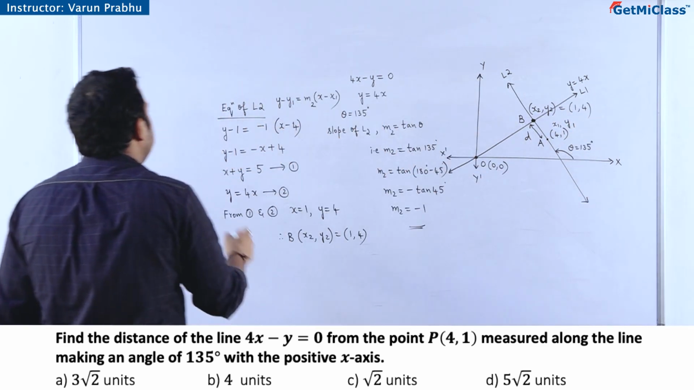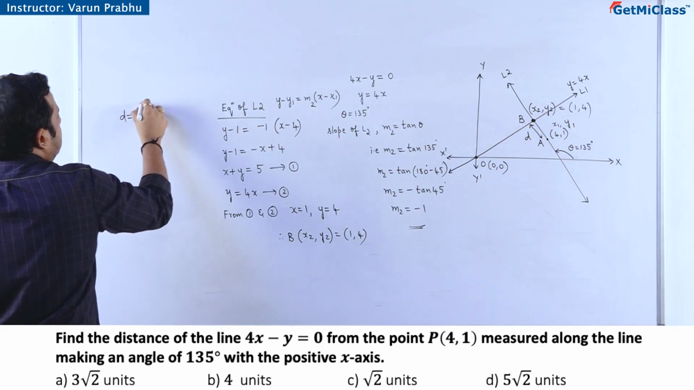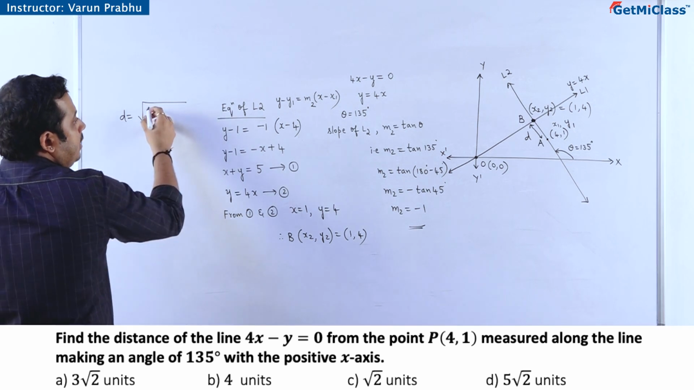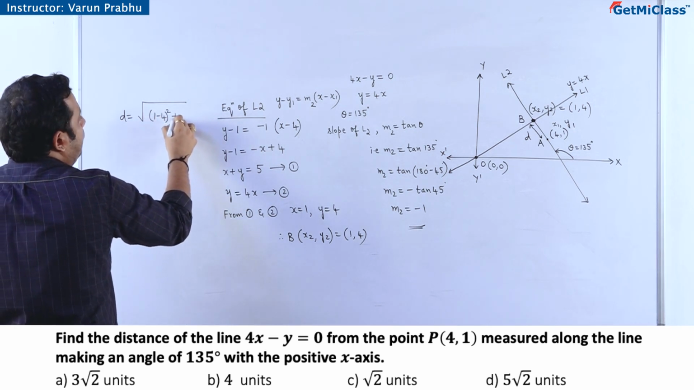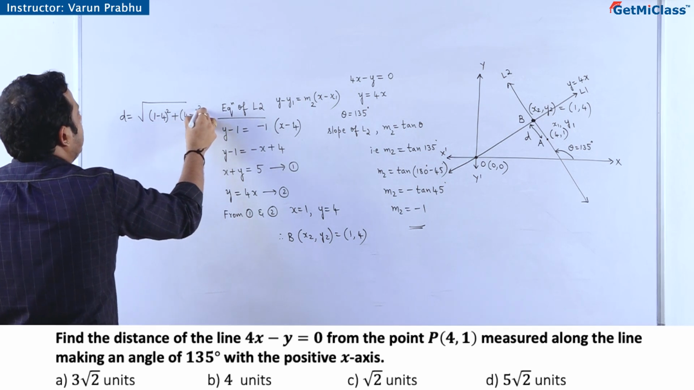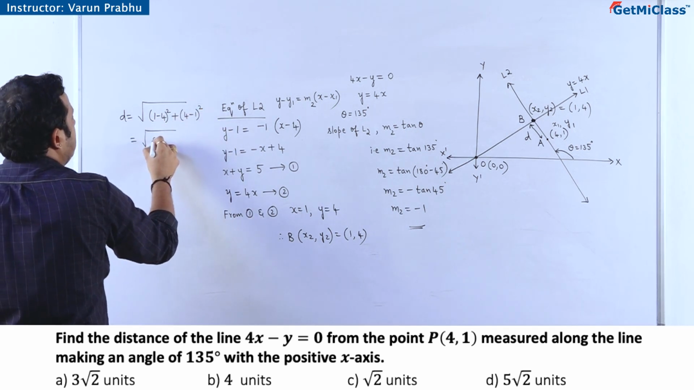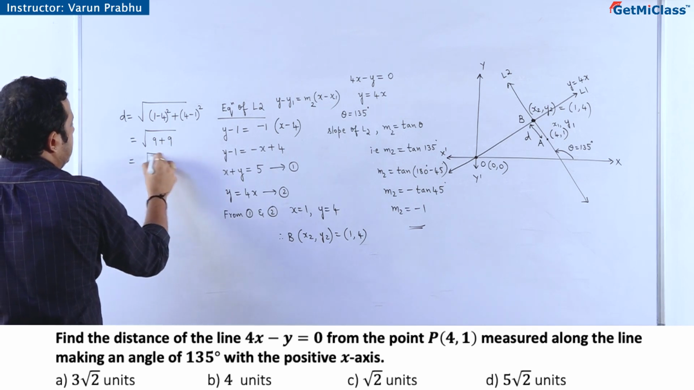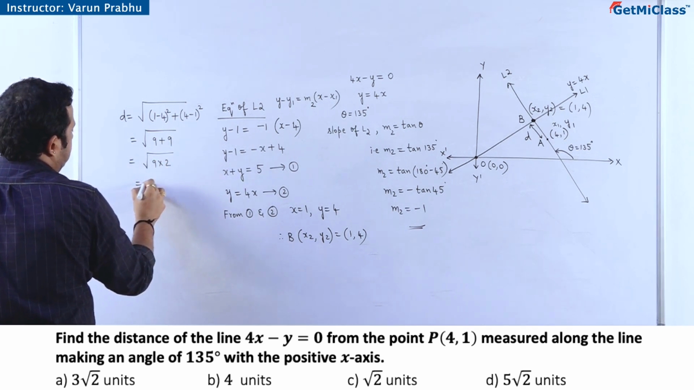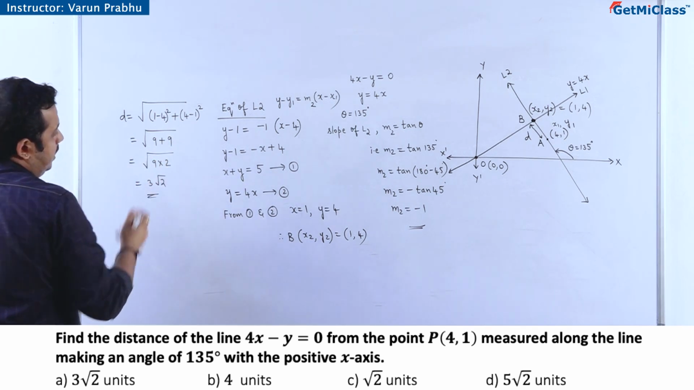Now you just apply the distance formula. Distance D is equal to the distance between AB, which is the square root of (x2 minus x1) the whole square plus (y2 minus y1) the whole square. So this is root of 9 plus 9, which is root of 9 into 2, which is equal to 3 root 2. That is the answer to the question.